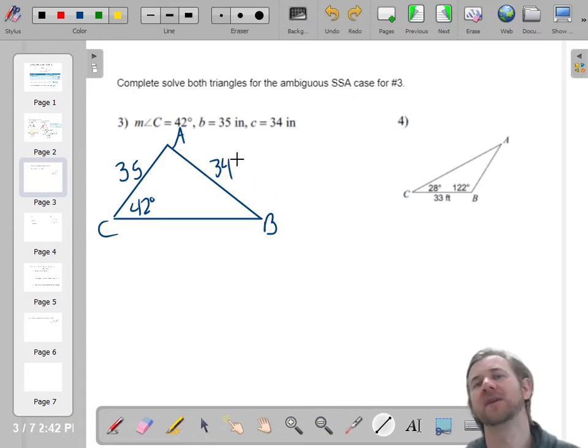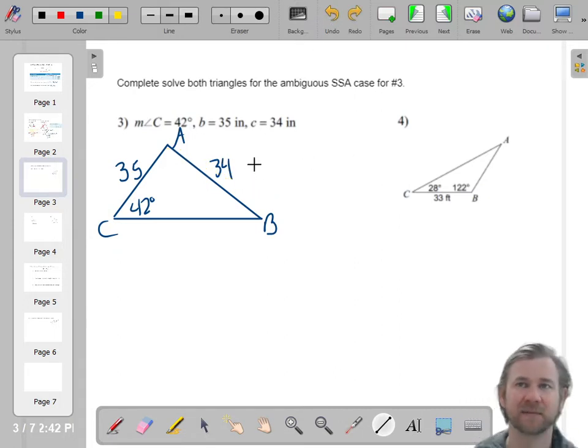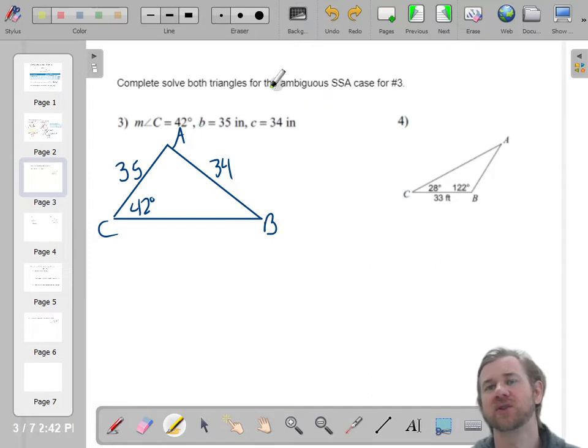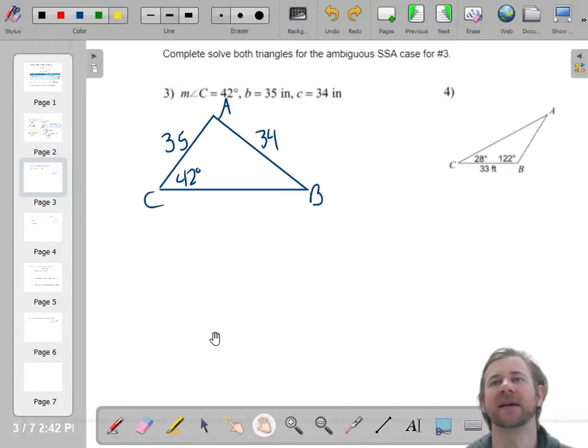Since 34 is less than 35, I think this is going to be ambiguous. And because the directions say it's going to be ambiguous, I feel like it's going to be two triangles. So let's see how that pans out when you do the math.